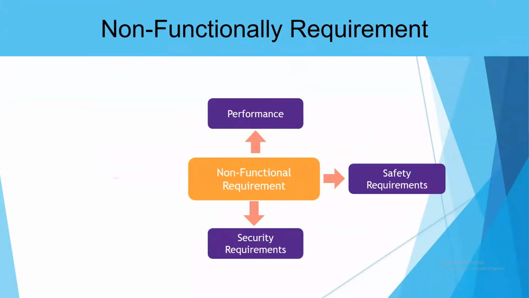First one is performance. The system database should be able to accommodate 1,000 records to store it. Also, it should support multiple users at a time. Second one is a safety requirement. The database may get crashed at any certain time due to virus or operating system failure. Therefore, it is required to take the database backup.